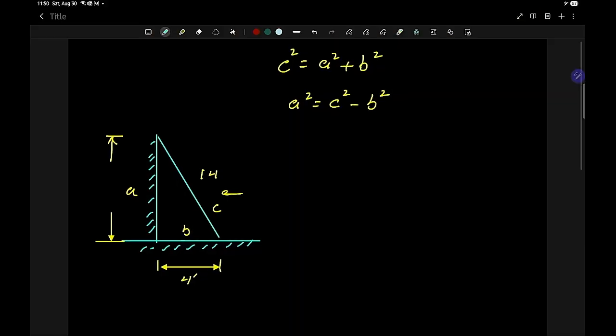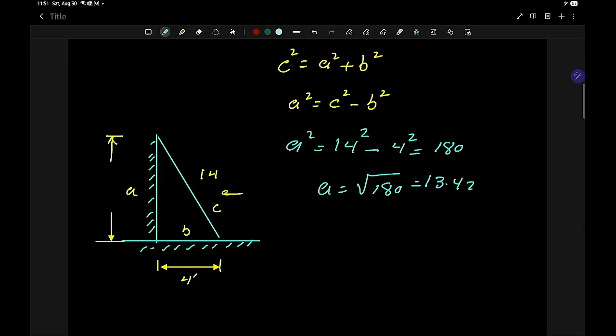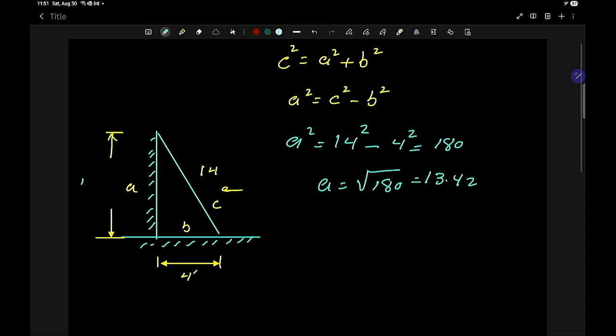All right, so we're going to plug in. a squared is equal to c squared, which was 14, that's 14 squared, minus b, which is 4 squared. That gives us 180. And then a comes out to the square root of 180, which is about 13.42. So this is 13.42.